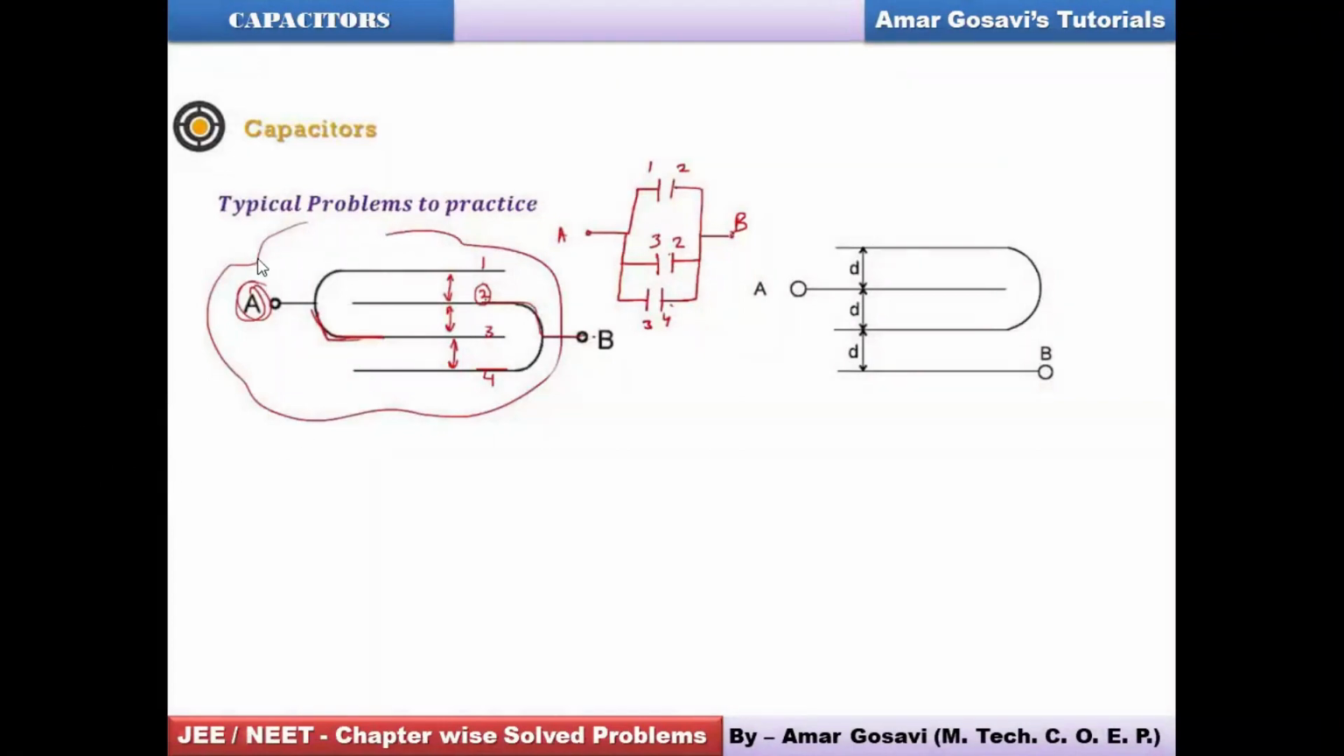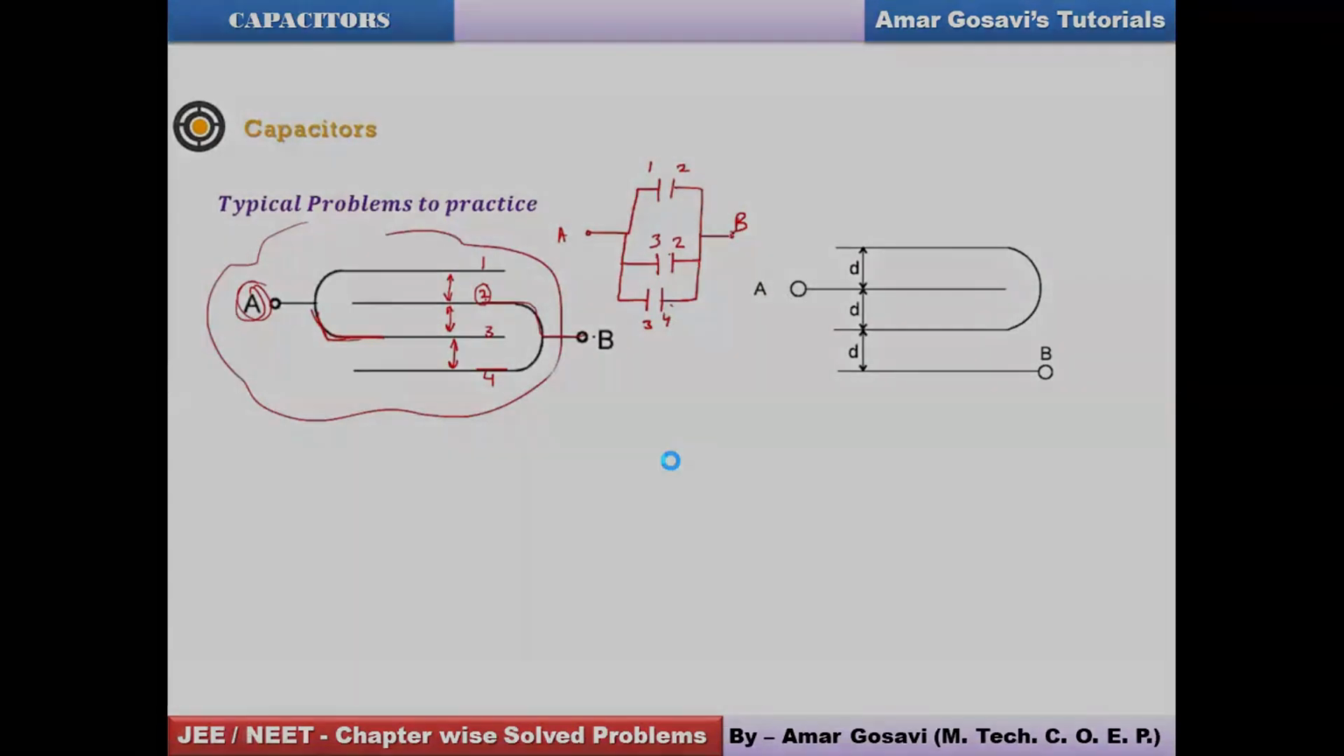If you come across a combination like this, so see, 1 and 2 constitute one capacitor. Okay, 3 and 2 will constitute another, and 3 and 4 will constitute another. That means these are three capacitors in parallel. This is how you're supposed to depict the combinations.